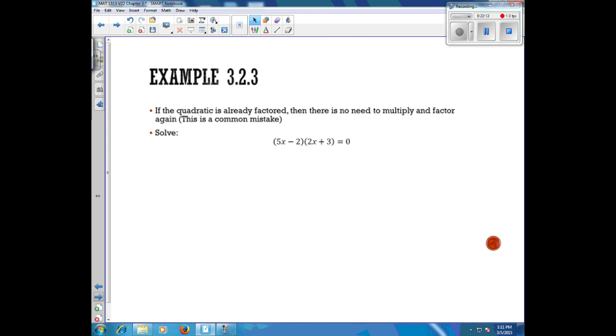In this case, we have the quadratic already factored for us. There's no need to multiply them back together and then refactor. All we have to do is take both pieces and set them equal to 0. And so we get 5x minus 2 equals 0, and 2x plus 3 is equal to 0.